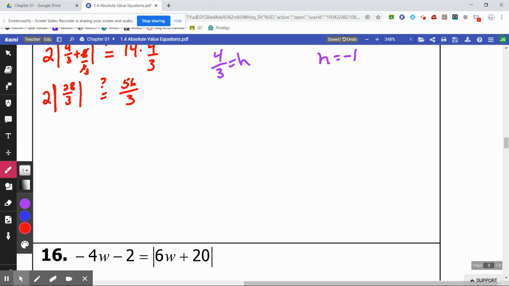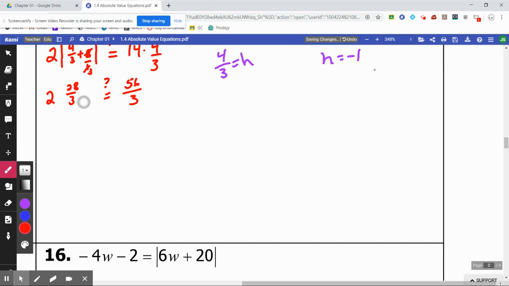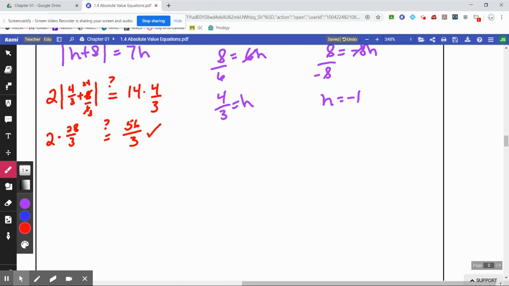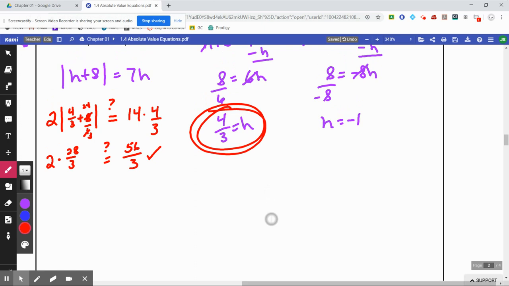The absolute value of 28 over 3 is 28 over 3. So you now have 2 times 28 over 3 equals 56 over 3, and that checks out. Those are equal to each other. So that one is a solution.